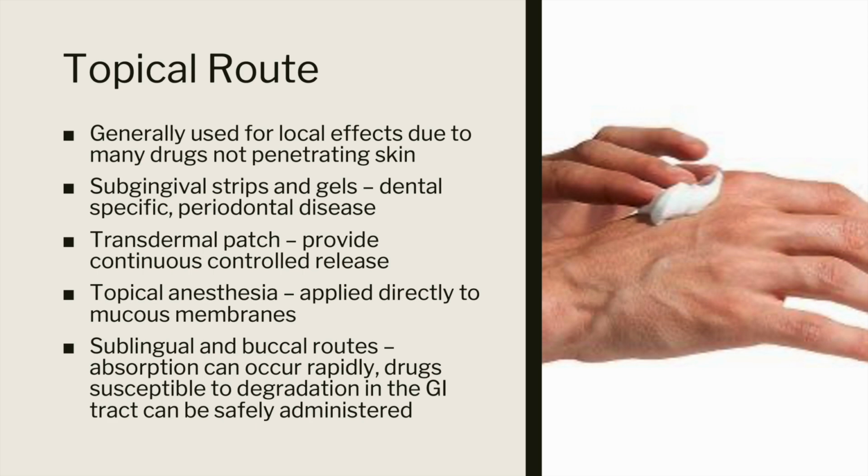And then sublingual and buccal routes. So these are considered topical in the mouth, by putting something under the tongue sublingually or into the cheek buccally. Absorption occurs pretty rapidly this way because the tissue is very thin and there are a lot of blood vessels, especially sublingually. Drugs that are susceptible to degradation in the GI tract can be administered this way. So it's almost like doing it orally, but it's absorbed in the mouth as opposed to waiting until it gets to the GI tract.